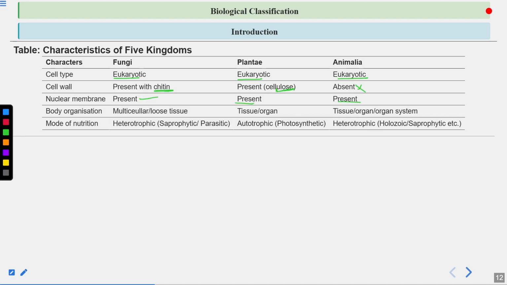Let's talk about body organization. Fungi, they are usually multicellular and they have loose tissues. Plants have the tissue level of organization and they have organs also, like shoots and roots. These are all organs. Then animals, they have tissues also. They have organ systems also, like digestive system and excretory system.